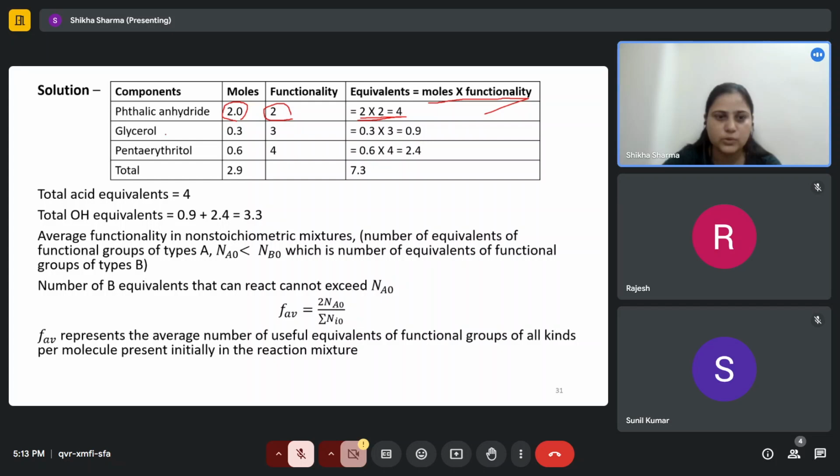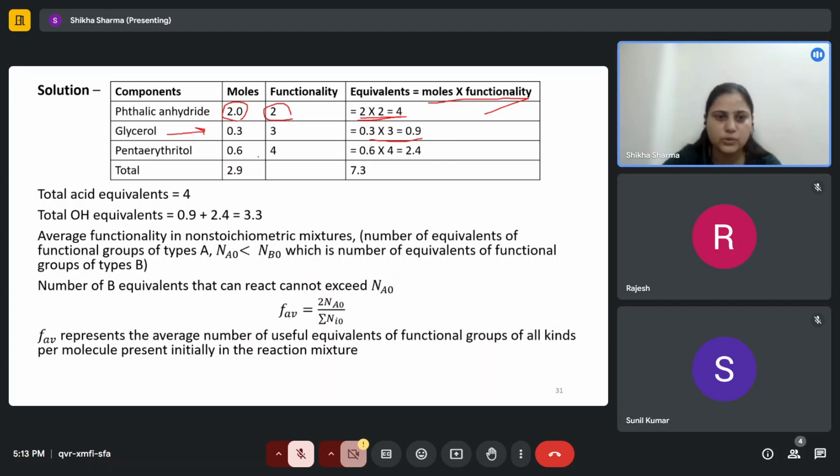For the glycerol, we know that its moles is 0.3, and the functionality is 3. So 0.3 into 3 equals 0.9 equivalents in the glycerol. Erythritol has 0.6 moles and functionality 4, so the equivalent will be 0.6 into 4 equals 2.4.